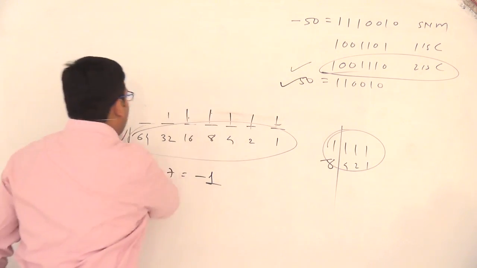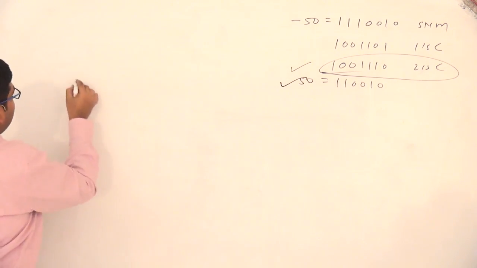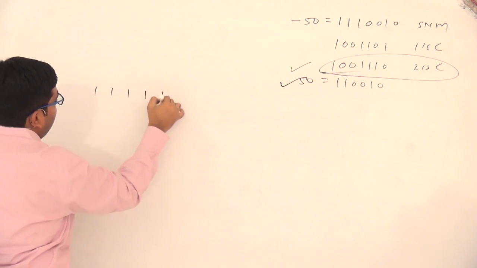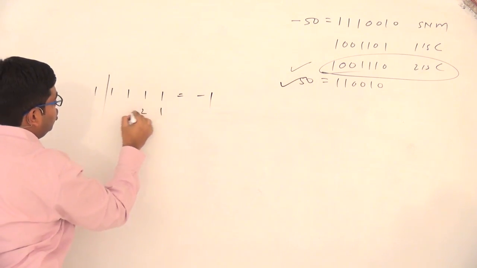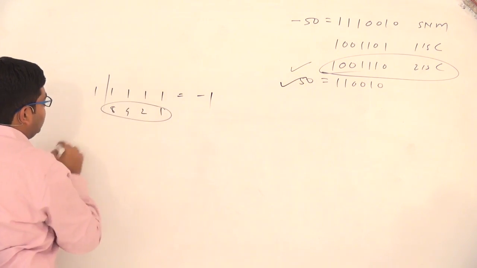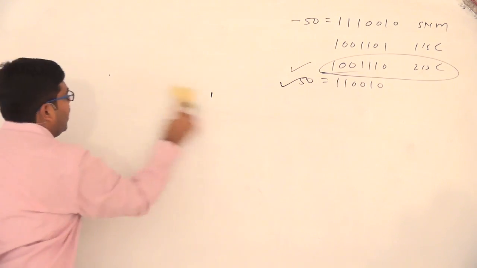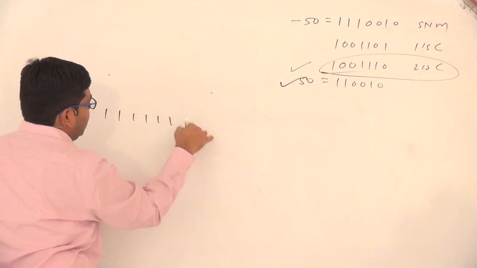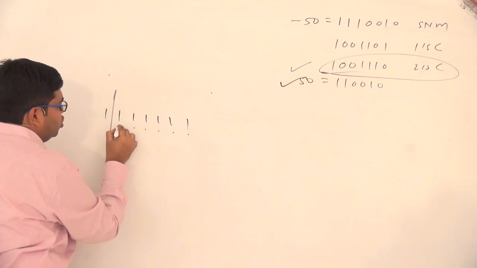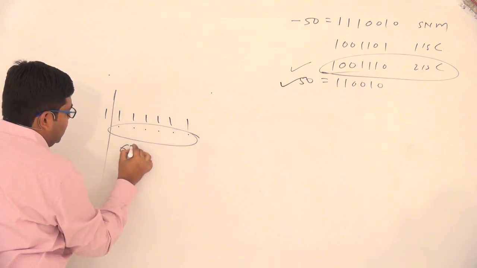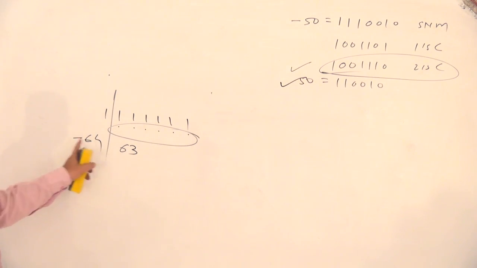And take it for any number of bits, it will always be satisfied. For example, if you take 1, 1, 1, 1, 1 in 2's complement, that is equal to minus 1. Why? 1, 2, 4, 8, add them, this will be equal to 15, and this is minus 16. Minus 16 plus 15 is equal to minus 1. Add one more bit: 1, 2, 4, 8, 16 and 32. The addition here will come out to be equal to 63, and the last bit will be taken as minus 64. Minus 64 plus 63 will again come out to be equal to minus 1.